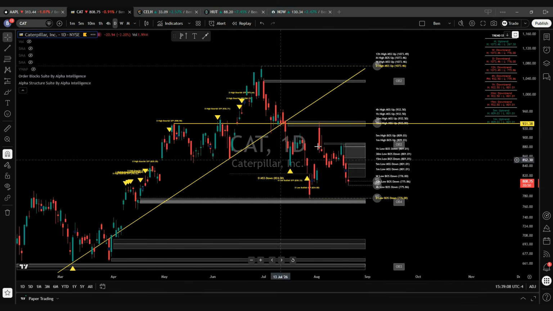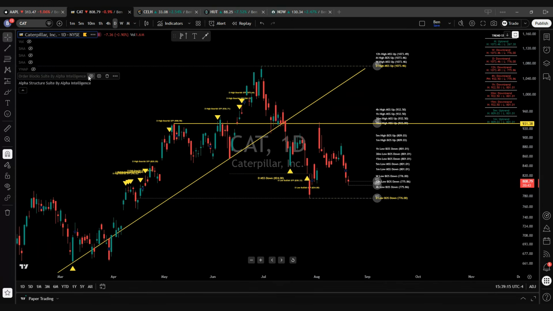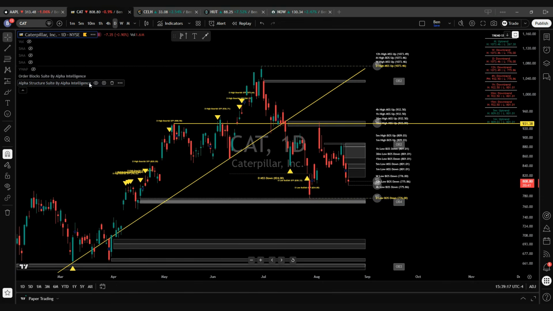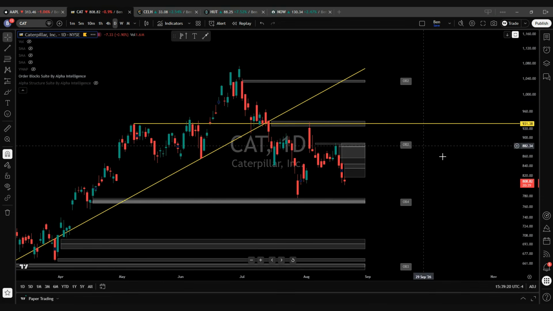So here's how you would play something like this. I'm going to go ahead and take this alpha structure, this block off right here. Nope, turned off the wrong one. So here's how you'd play something like this.